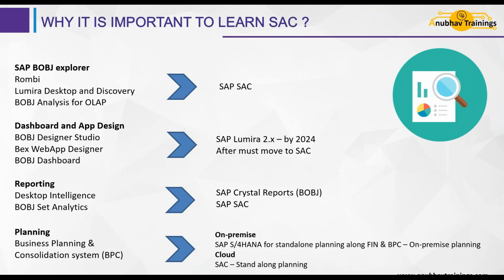When it comes to planning, business planning and consolidation is an on-premise solution today, which allows you to install the solution completely in your company and own the entire infrastructure yourself, at a heavy cost. If you would like to get started quickly with cloud-based planning, SAC will be the first choice for you because it provides excellent integration with the BPC system, including S/4HANA. So you can see the long-run strategy for SAP Analytics Cloud, and you have a great career ahead of you if you plan to learn SAC.